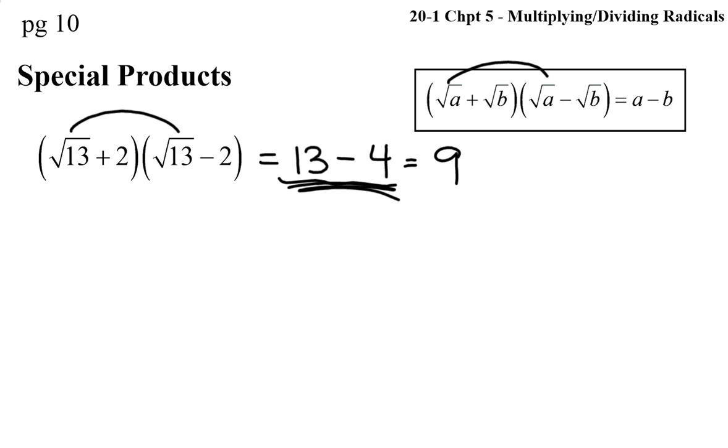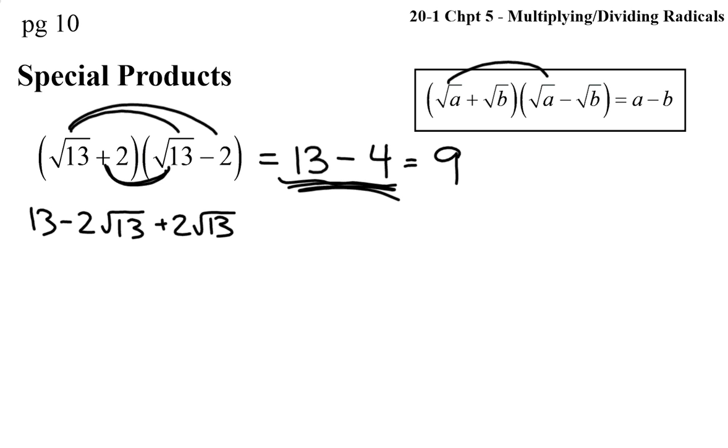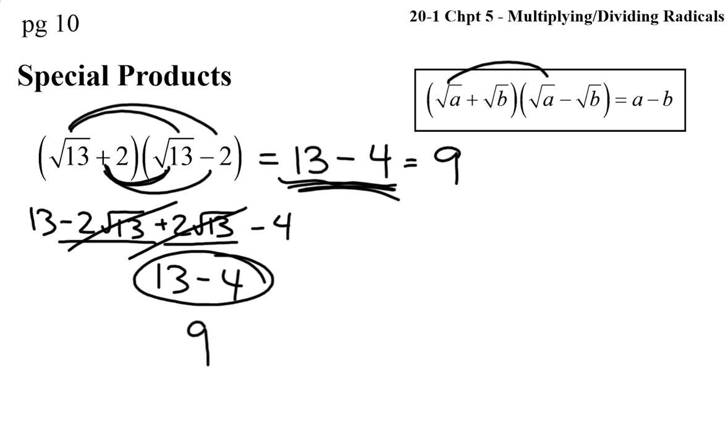Root 13 times root 13 is a 13. Negative 2 root 13. Positive 2 root 13. Look at that. Outer, inner, the two middle calculations, negative and positive of the same thing. They will cancel out, and we're left with subtract 4. 13 minus 4, there's your 9. There's your rule for conjugates, which we will build on next day.